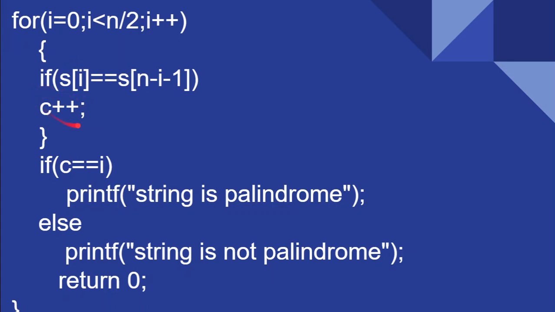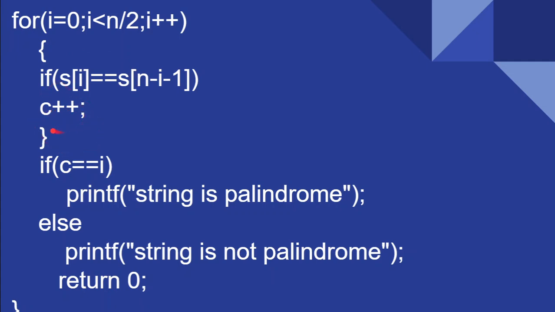This is an increment operator, the post increment operator. C is equal to C plus 1. After C is already 0, now C is equal to 1. So one time the work is done, one time the checking is done, now C is equal to C plus 1. It is going to the next time.